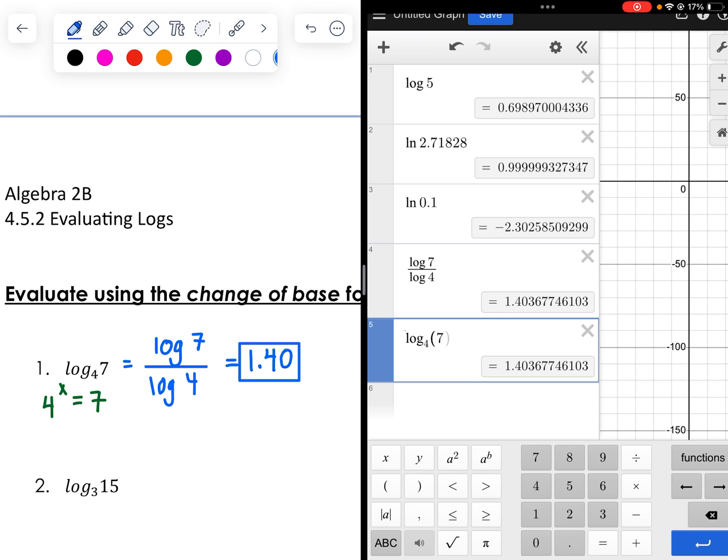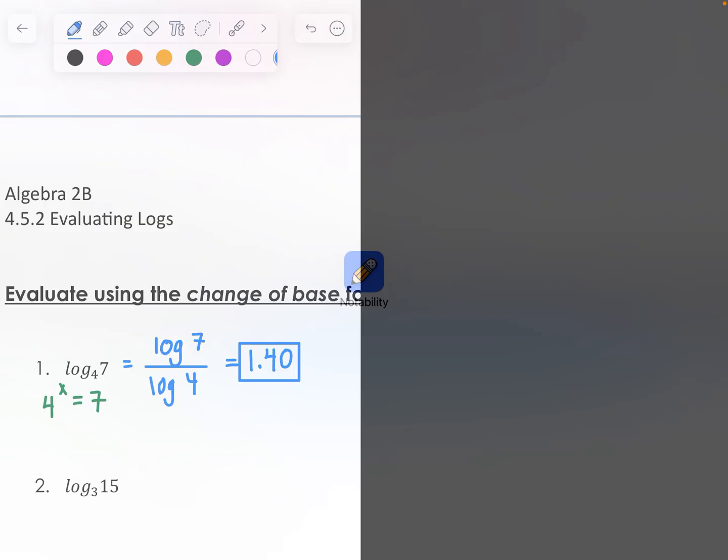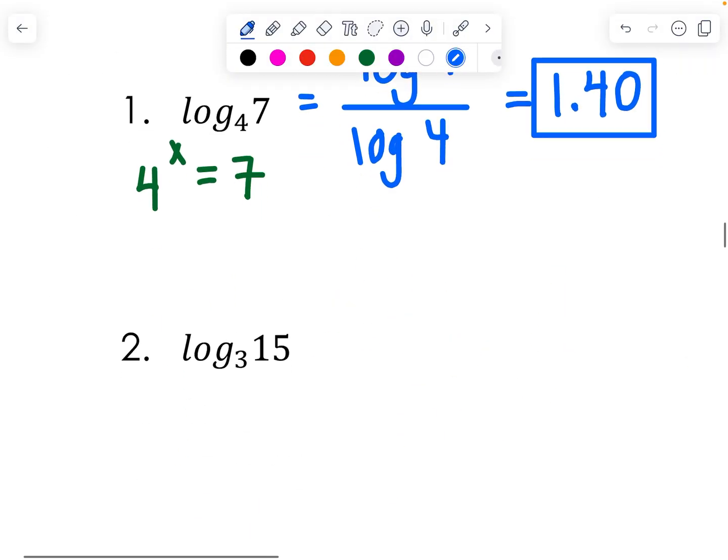So the change of base formula works for any calculator. Desmos has logs of any base. So if you forget the formula but you have Desmos, that is okay. Just in case you don't have Desmos, change of base always works. Okay, so let's try the second one here.